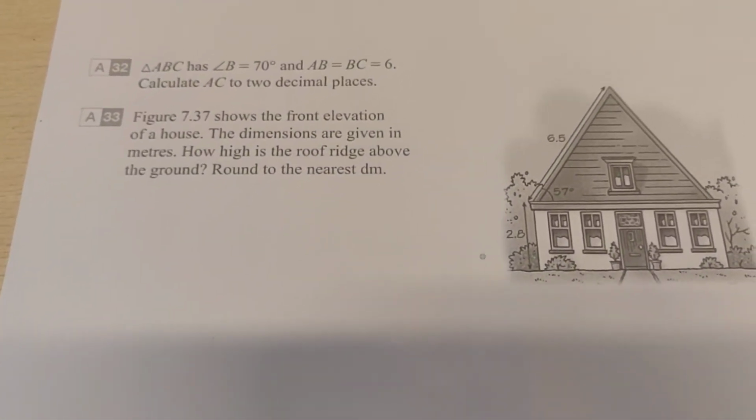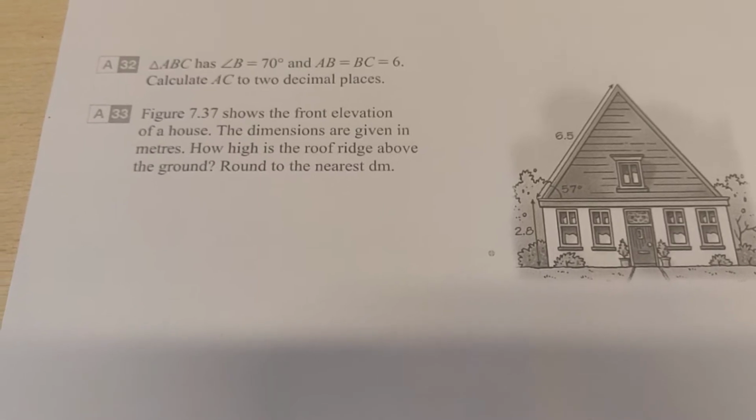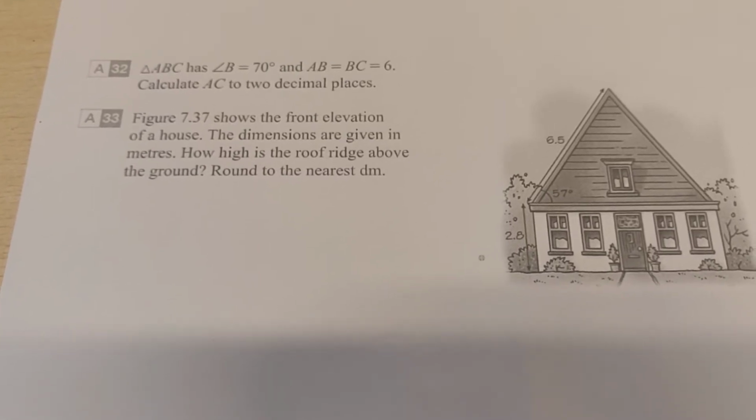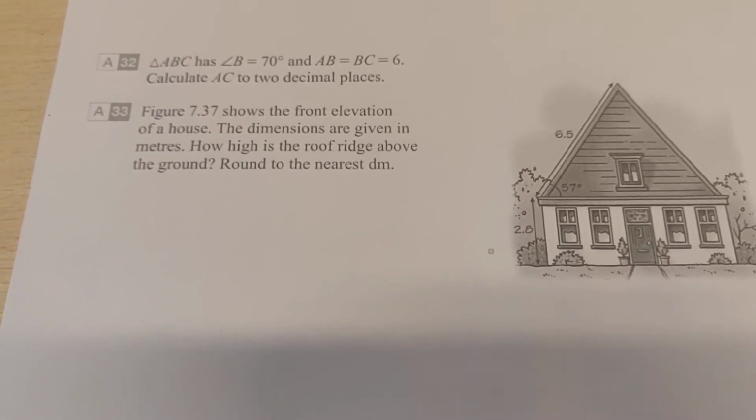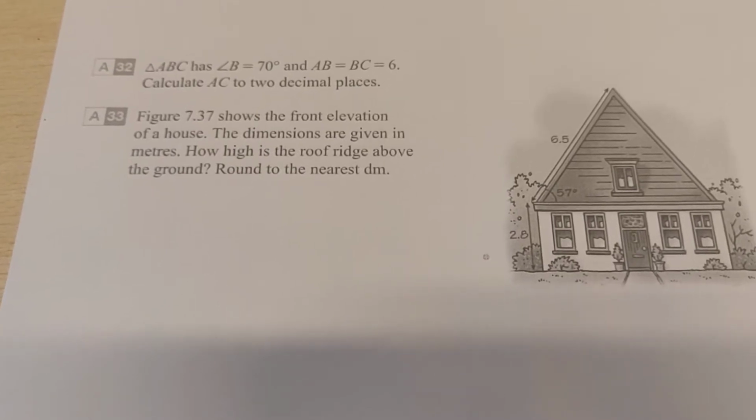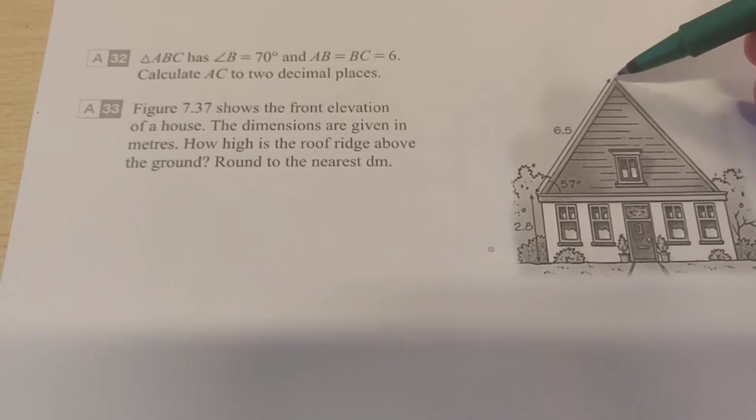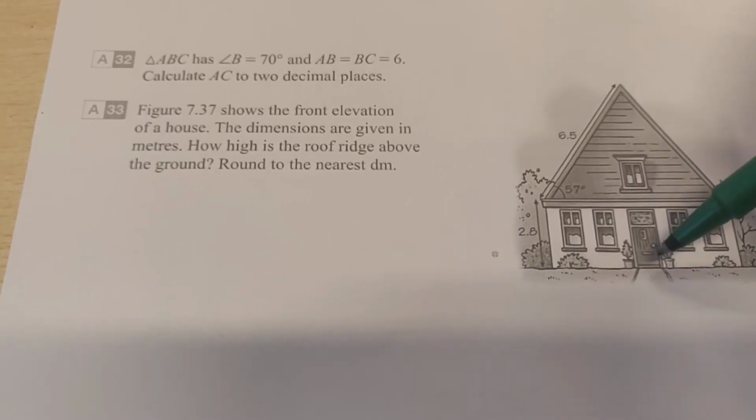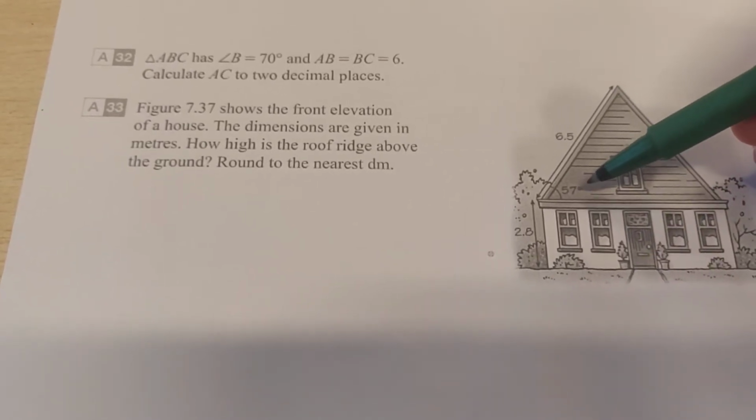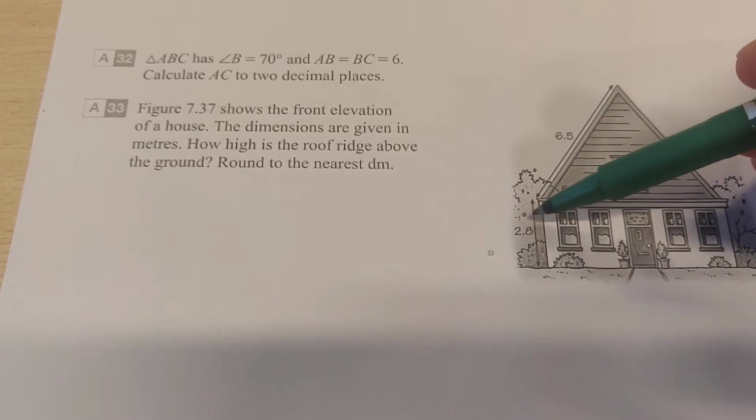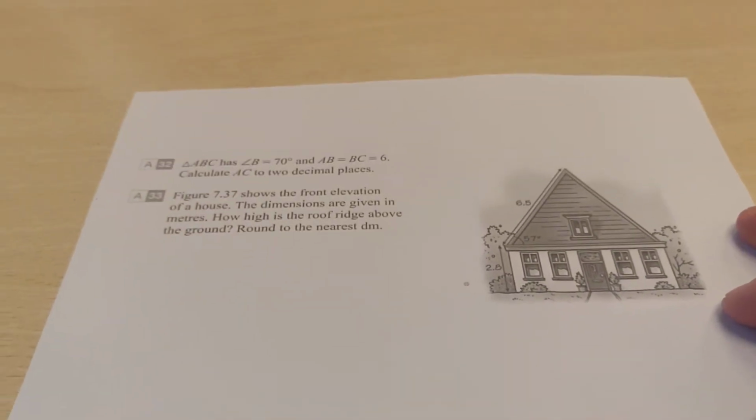It says the figure shows the front elevation of a house. The dimensions are given in meters. How high is the roof ridge above the ground, rounded to the nearest decimeter? Okay, so in the picture we can see the height of the roof. We want to know how big the length is from here all the way to the ground. We know that this angle is 57 degrees, we know that's 6.5, and we know that length is 2.8.